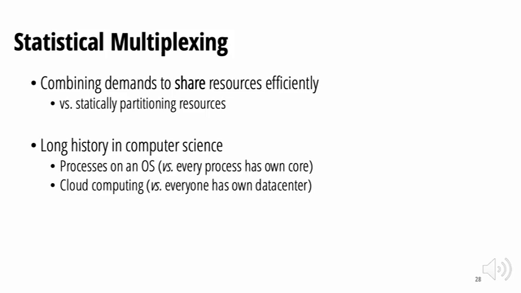I'll get to that in just a minute. Where does the word statistical multiplexing come from? It's actually the next point. Why does statistical multiplexing make sense? Why does it work? Why is it so effective everywhere in life?